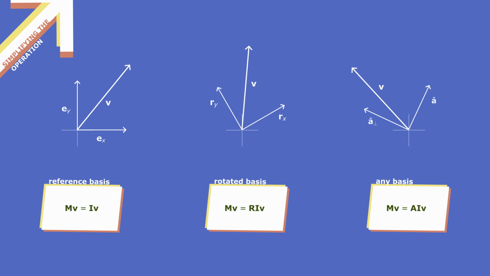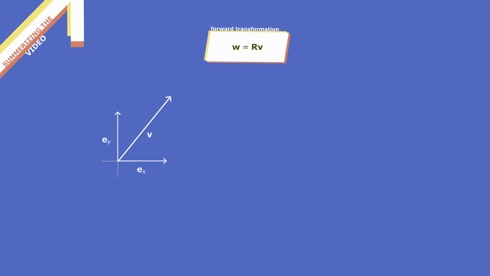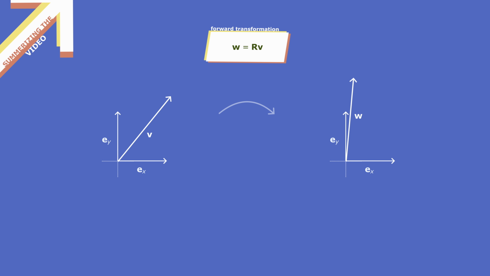and apply it to v. Finally, to summarize the video, we apply a forward transformation in order to transform any v from a local space to a w in reference space. Likewise, in order to take any w in reference space back to a v in local space, we can apply an inverse or backward transformation. In another video, we will combine the concepts of a forward and backward transformation to achieve visual motion in computer graphics, called affine transformation.